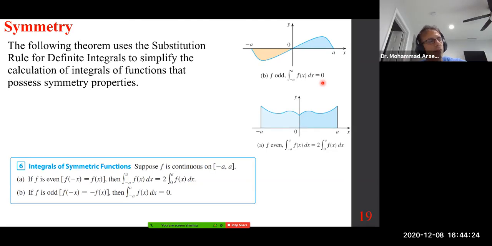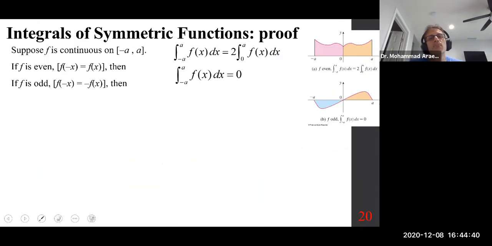Remember, if you want the area, you have to put in an absolute value. However, for a case like this, you notice that it's the net area, and it becomes 0. So having said that, f is continuous from negative a to a. If it's even, we have this one. If it's odd, we have this one.